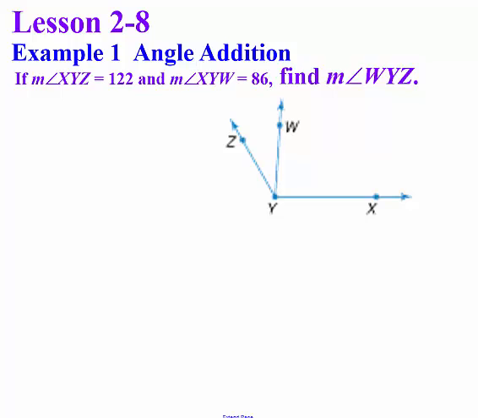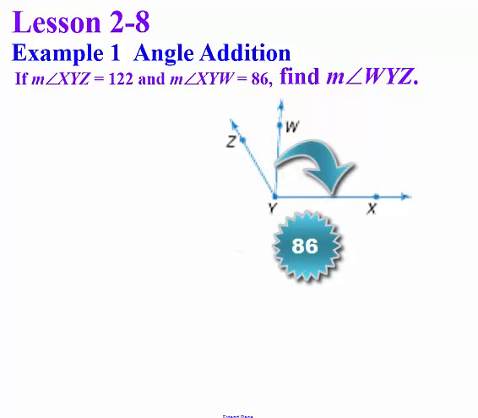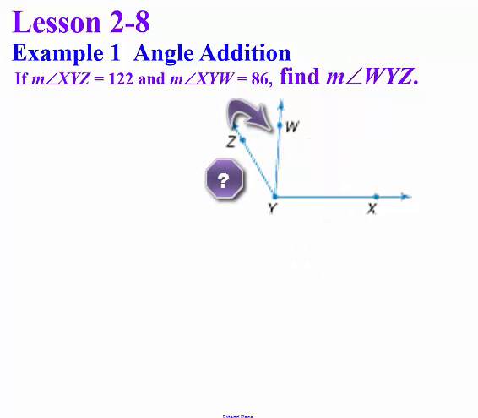Example 1, angle addition. If the measure of angle XYZ equals 122 degrees and the measure of XYW equals 86 degrees, find the measure of WYZ. So the first thing that I want to do is label my picture. I've got WYX is 86 and XYZ is 122.